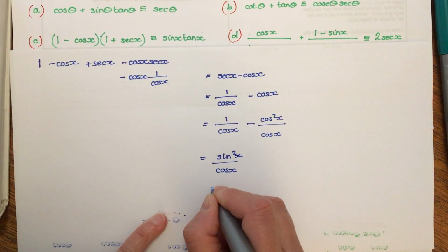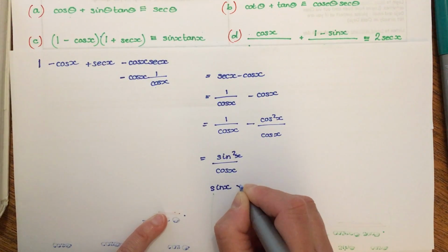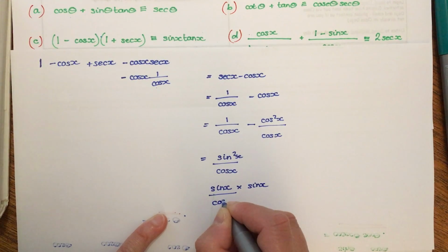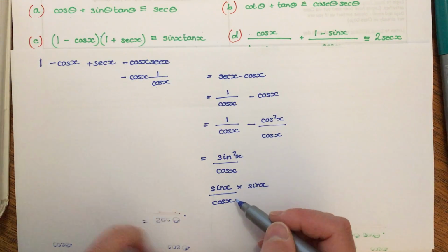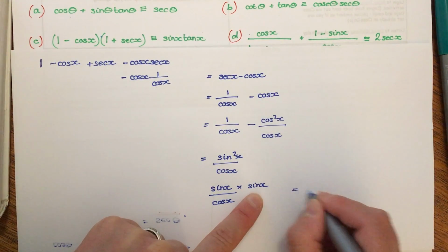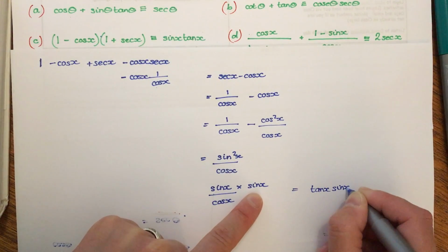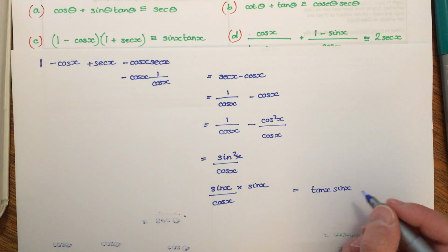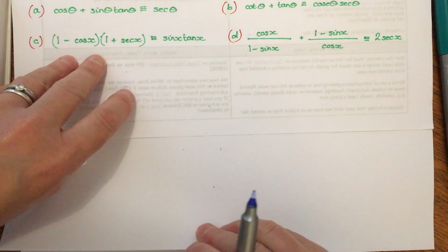If I rewrite that, sine squared x is sine x times sine x. So if I rewrite that as sine x over cos x times sine x over cos x is tan, sine is sine, so it leaves me with tan x sine x, which is what I want up here, just written the other way around. Okay, and the last one.